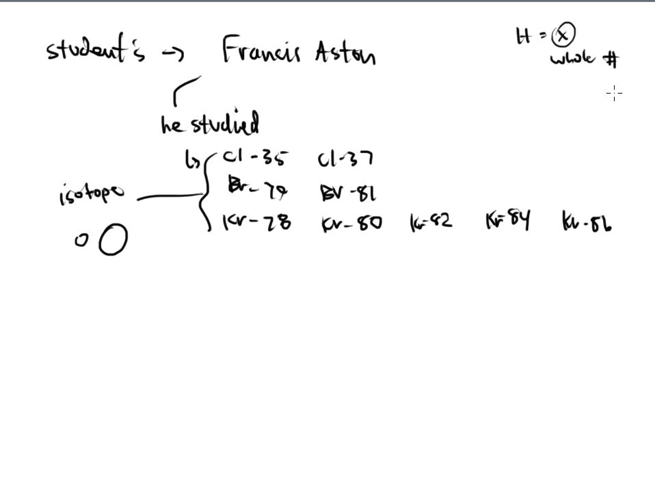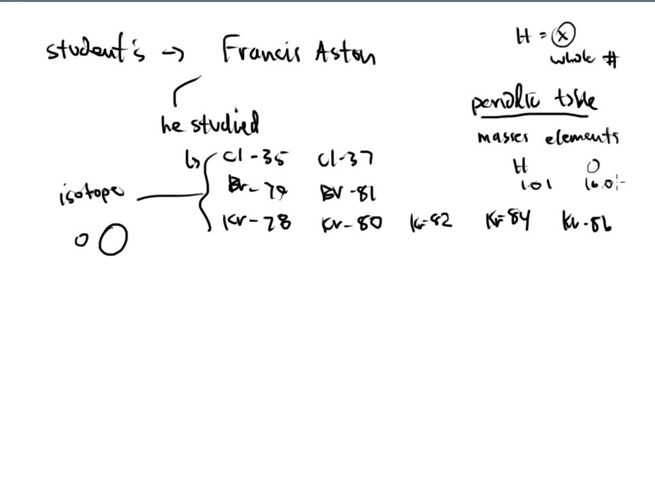Because of what happens on the periodic table, and if your instructor did not tell you this at that time, I'm sorry. But the periodic table gives you the masses of the elements. So for instance, hydrogen is 1.01. That's what we've been using all along. Oxygen's 16.00 if you rounded it off. But these numbers down here at the very bottom, these are not weights of the atom.